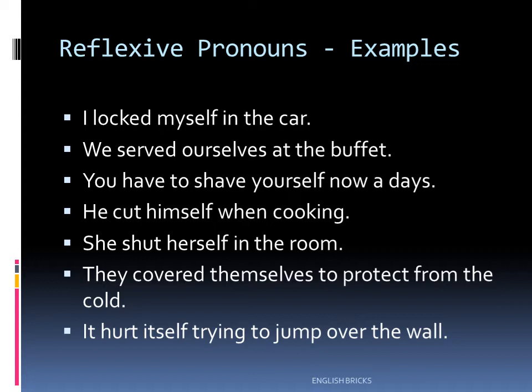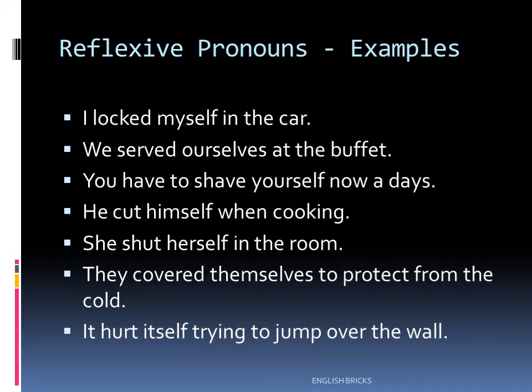Likewise, if you look at, you have to shave yourself nowadays. So, you should do it for yourself. He cut himself when cooking. So, nobody else cut him, he cut himself, probably accidentally. She shut herself in the room. She is the person who is responsible for the action and she is also the person who is suffering the result of the action. They covered themselves to protect from the cold. It hurt itself trying to jump over the wall.